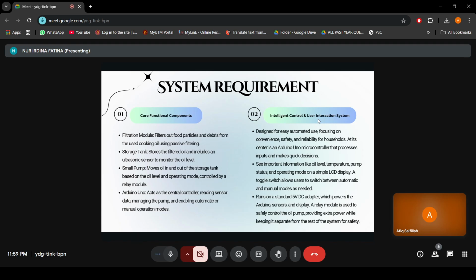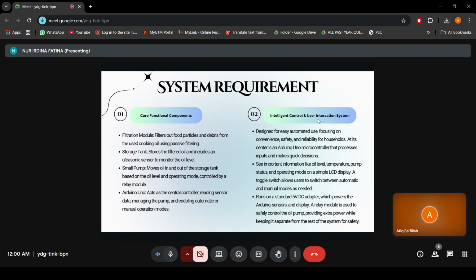For the second, it is the intelligent control and user interface. So our project is designed to be easy to automate and use, focusing on convenience, safety and reliability for households. And important information like oil level, temperature and pump status are also included in our system and displayed on the LCD display.